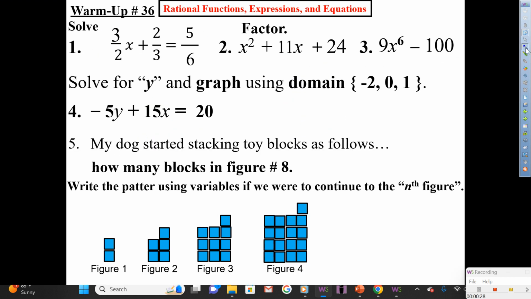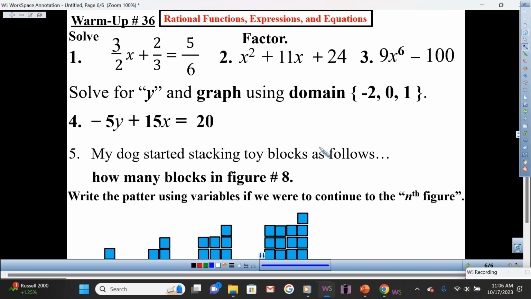Factors for number 2. You already shared with your neighbors, yes? Anthony, pass to someone. X plus 8, x plus 3. Hands, have you got that? That is correct. Number 3 is a little bit challenging, but I think you got it. Share your factors with your neighbor, and then Clarice is going to pass to someone.